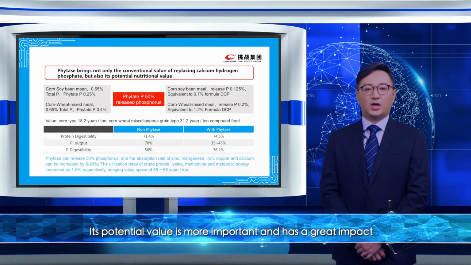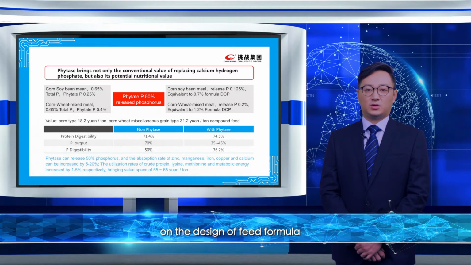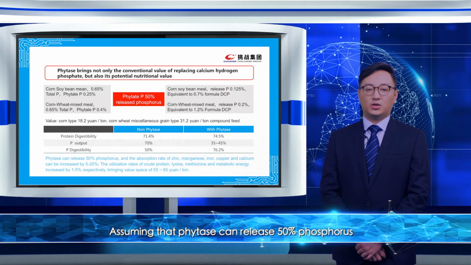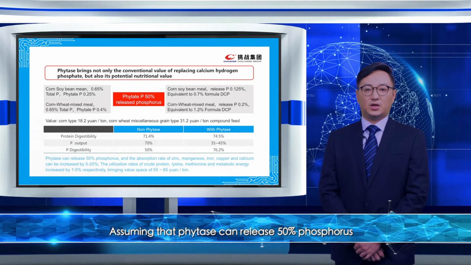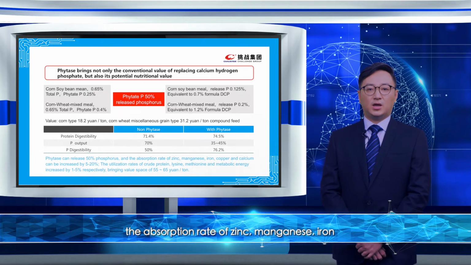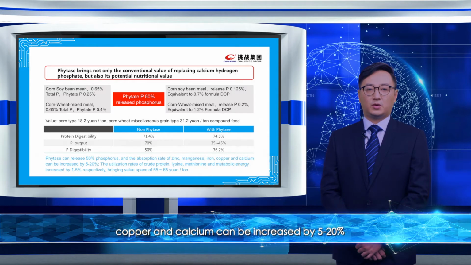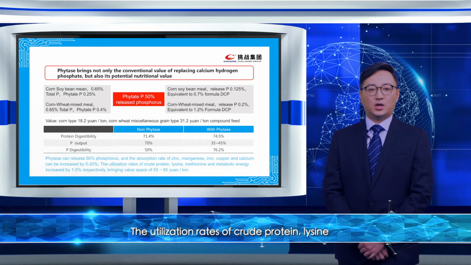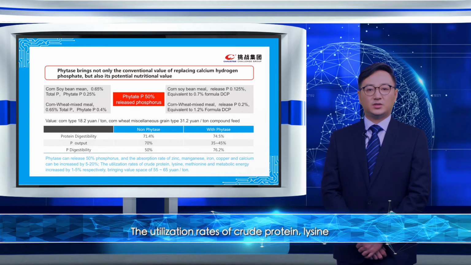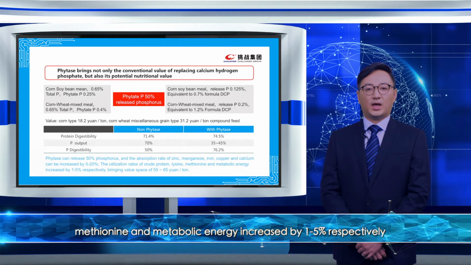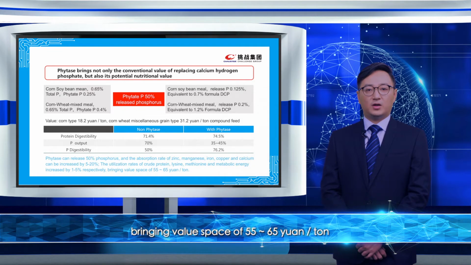Its potential value is more important and has a great impact on the design of feed formula. Assuming that phytase can release 50% of phosphorus, the absorption rate of zinc, magnesium, iron, copper, and calcium can be increased by 5 to 20%. The utilization rates of crude protein, lysine, methionine, and metabolic energy increase by 1 to 5%, bringing a value space of 55 to 65 yuan per ton.